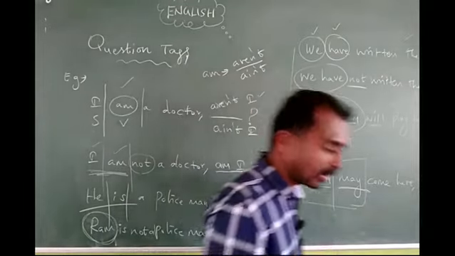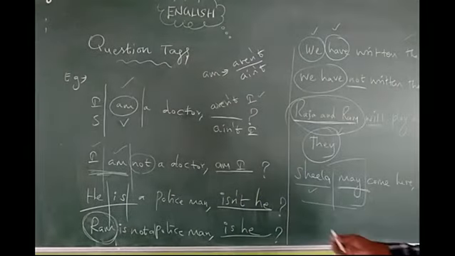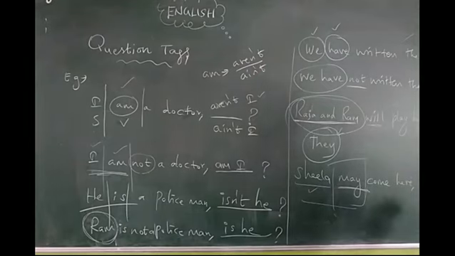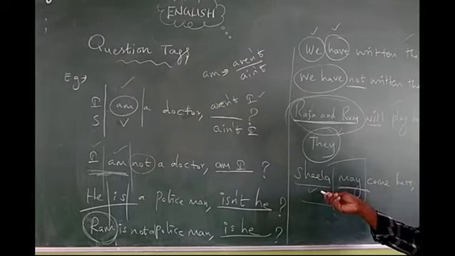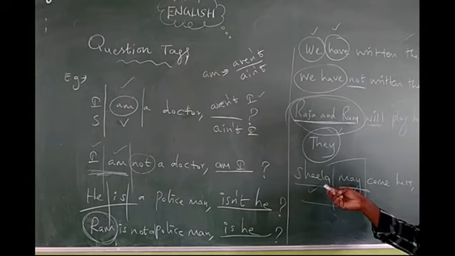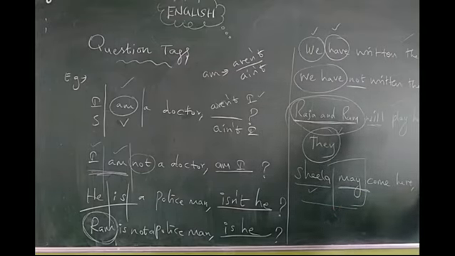How can we write, positive or negative? Sir, positive. Then the negative tag, what, sir? So may plus not, what? Mayn't. May plus not is mayn't. Sheila is a boy or girl? Girl name, sir. So girl becomes the pronoun she. Sheila may come here. I have written the answer in the negative manner: she mayn't.